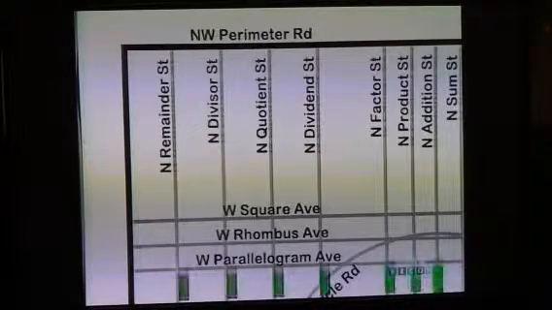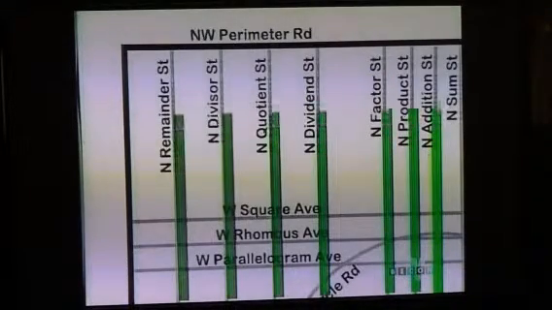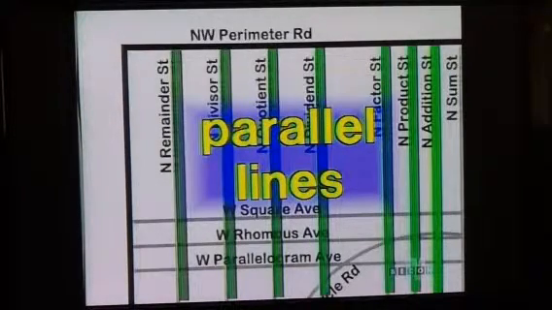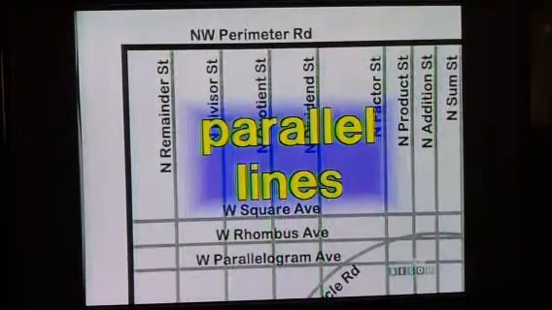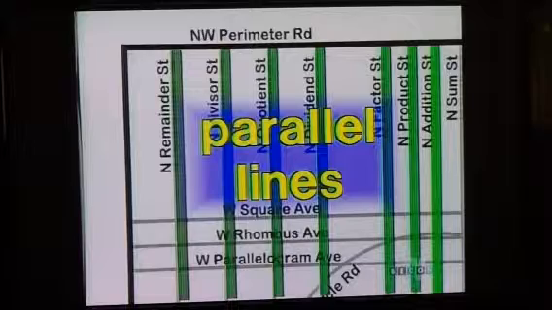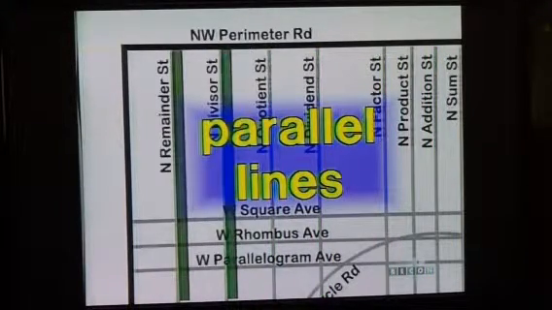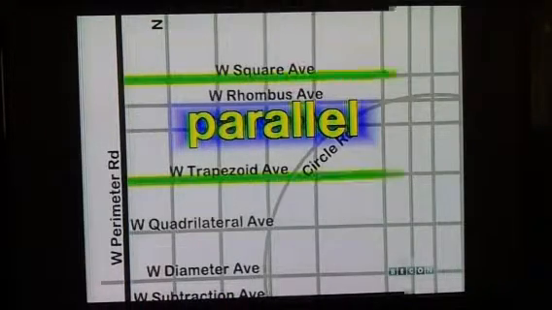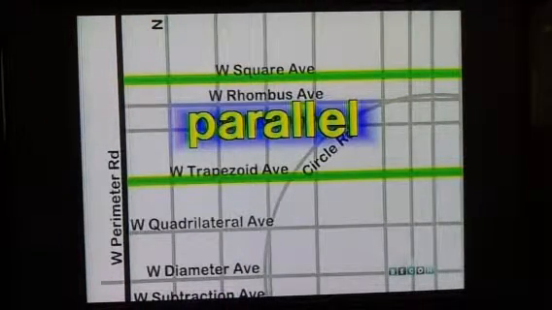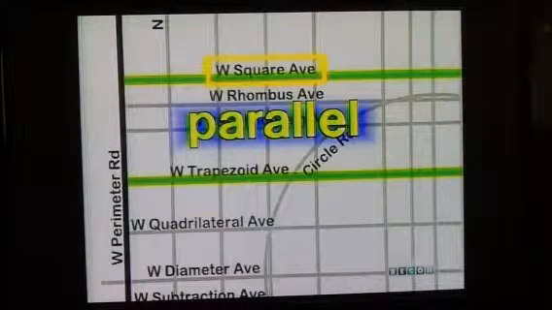Many streets, roads, and avenues run side by side and create parallel lines. Parallel lines are lines which are an equal distance apart and they run side by side. But when these lines are extended, they never meet or intersect. All the streets running north to south in this section are parallel to each other. North Remainder Street is parallel to North Division Street. The streets running from west to east are also parallel to each other. West Square Avenue is parallel to West Trapezoid Avenue.